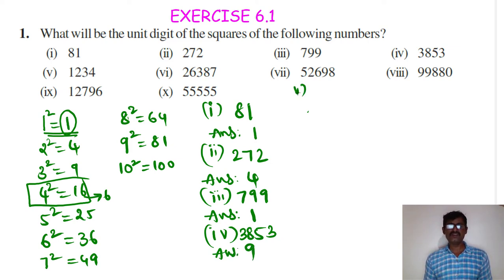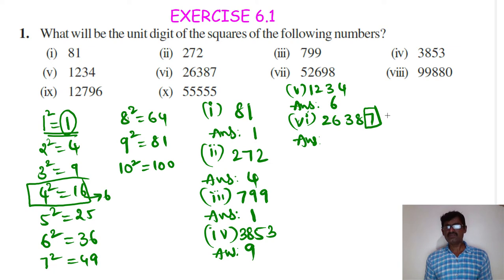Now let us take the fifth one, 1234. The digit in units place is 4. 4 square is 16. In 16, the digit in units place is 6. So for this number also, if you take the square of this number, the digit in units place will be 6. Next, the sixth problem, 26,387. For this, the digit in units place is 7. 7 square is 49. So 9 is the digit in units place. So for this number also, if you take the square, it has 9 in its units place.